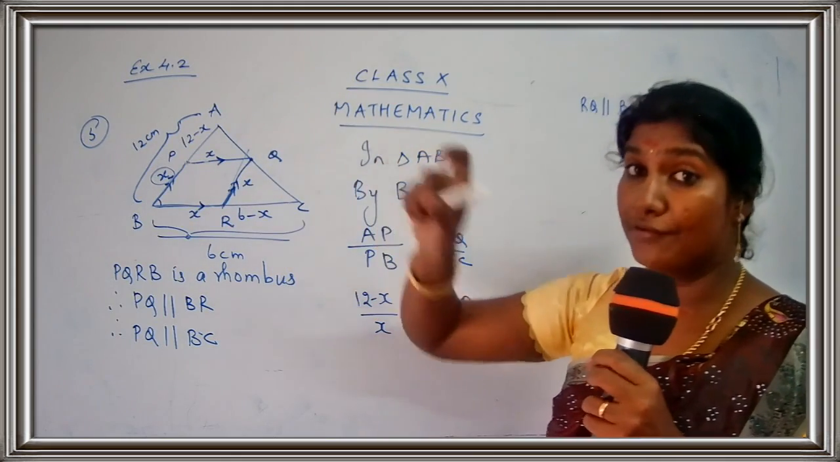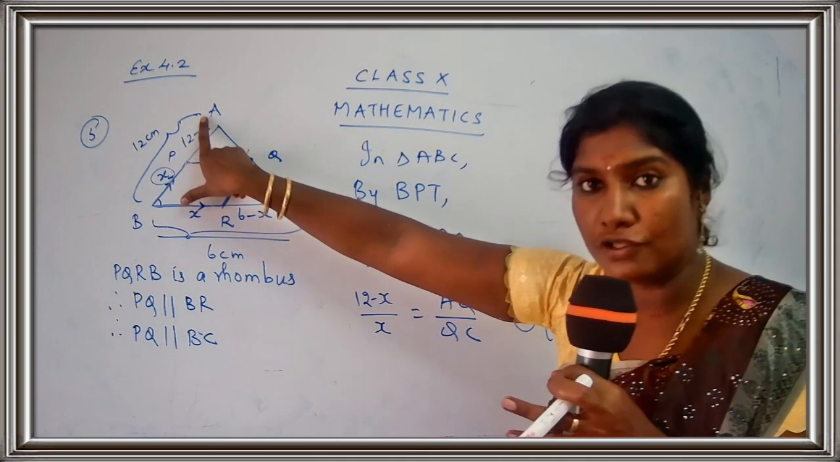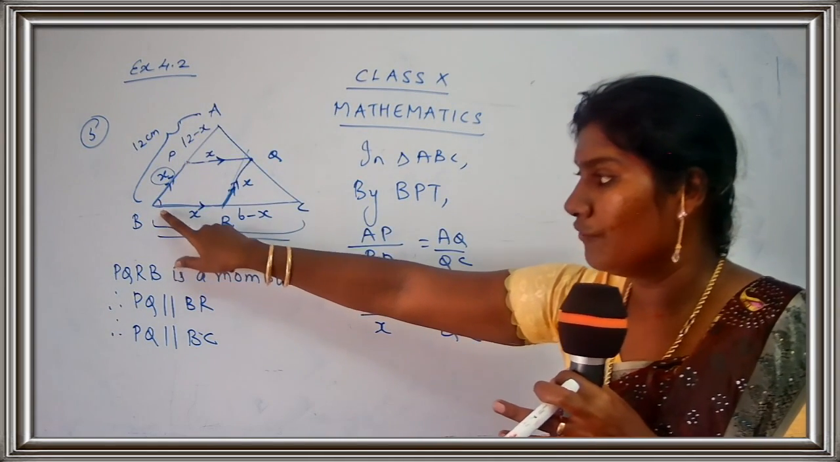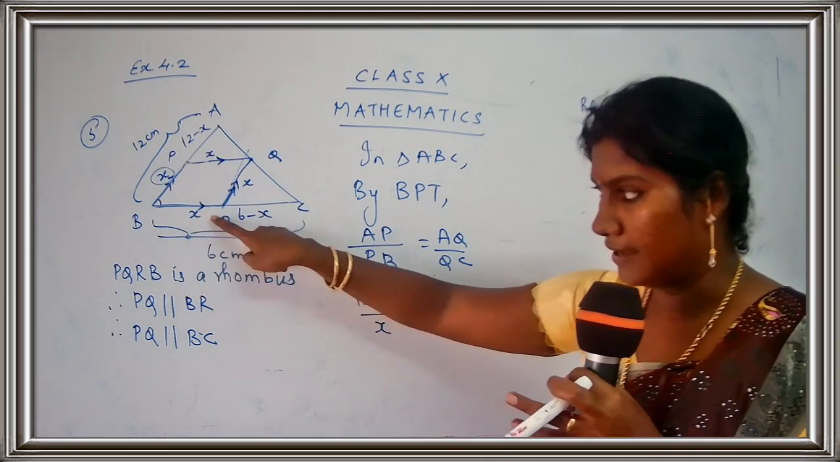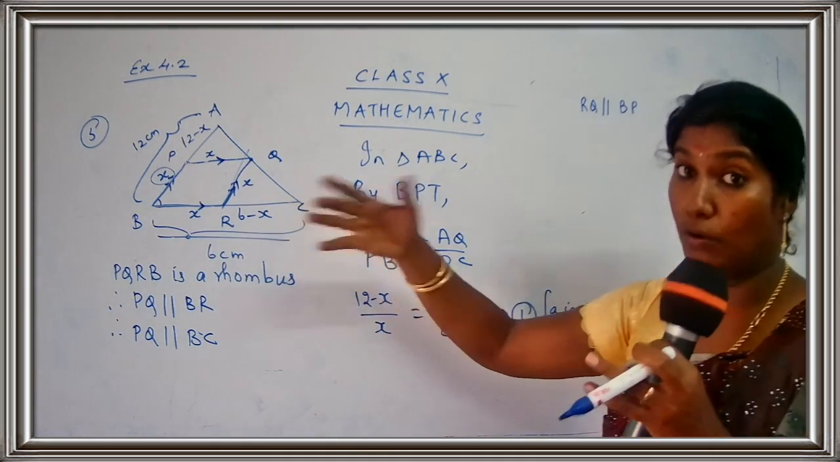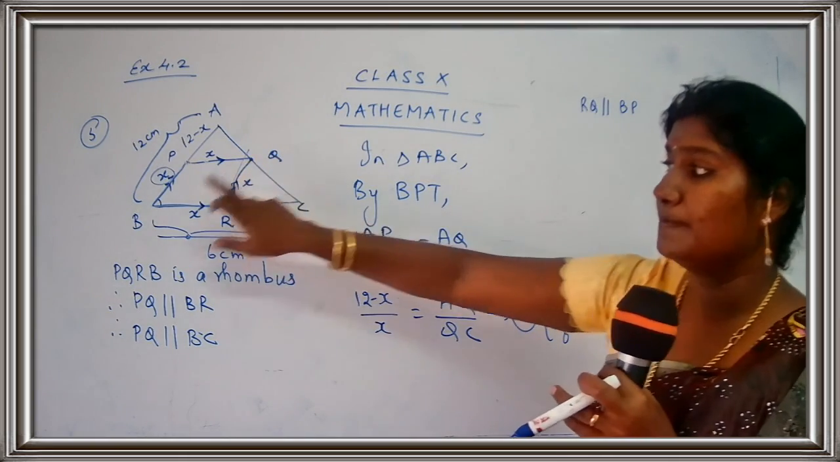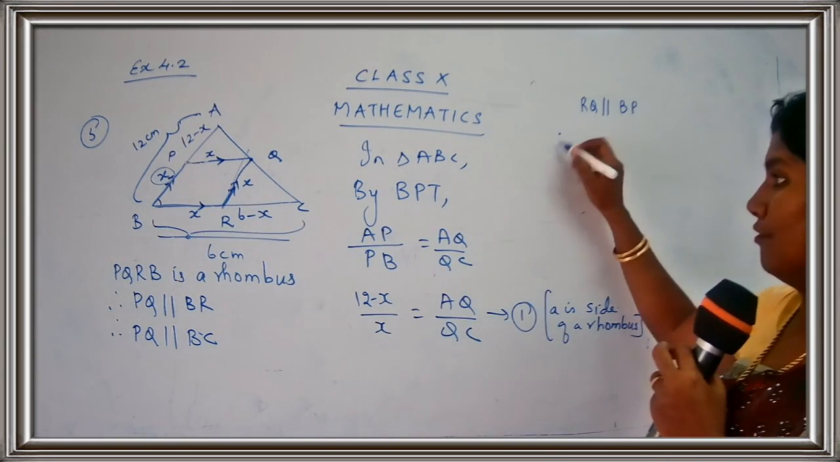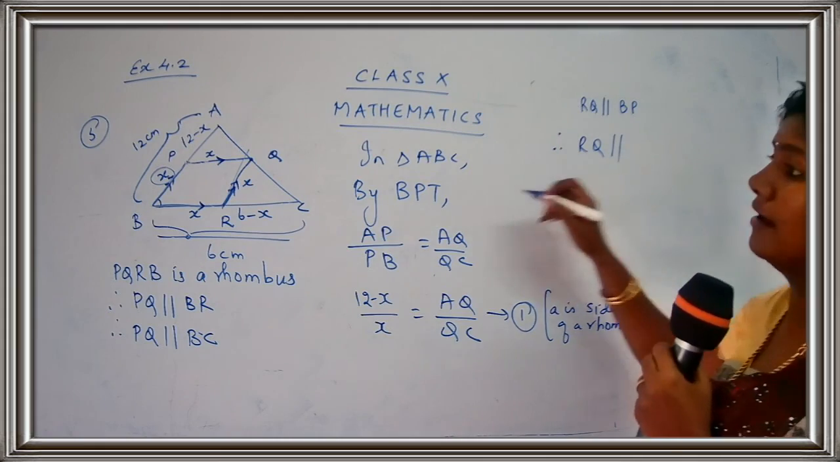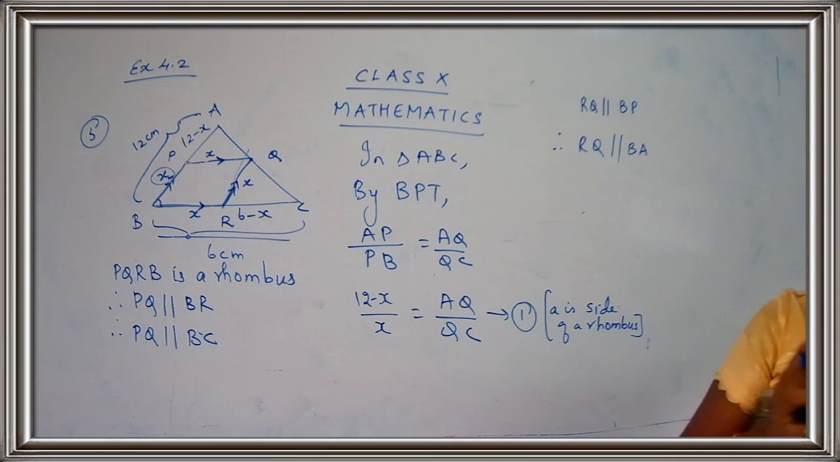Then we have used one thing over here. That is, if we are just taking a part, the whole part will also be parallel. So here see, what we started with, we said PQ is parallel to BR, and then we said PQ is parallel to BC, the whole part. Similarly, here we are going to say RQ is parallel to BP, therefore RQ is also parallel to BA. Just mention here RQ parallel to BA. Clear, children? I hope you are clear.